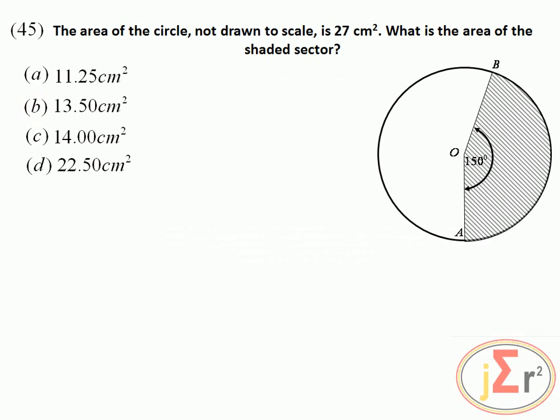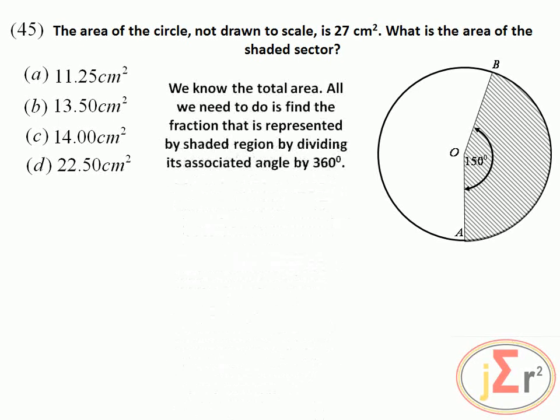The area of the circle, not drawn to scale, is 27 centimeters squared. What is the area of the shaded sector? We know the total area, so we have the area of the entire thing. The shaded sector is a fraction of the circle. So all we need to do is find the fraction represented by the shaded region, and that we will do by dividing its associated angle by 360 degrees.